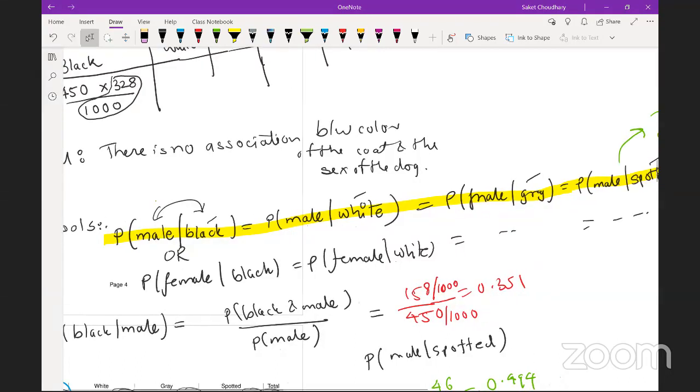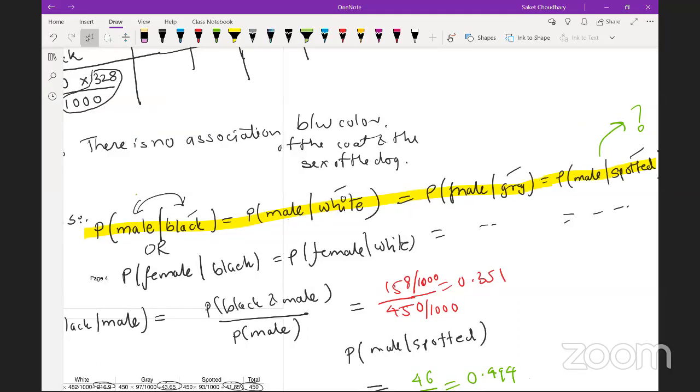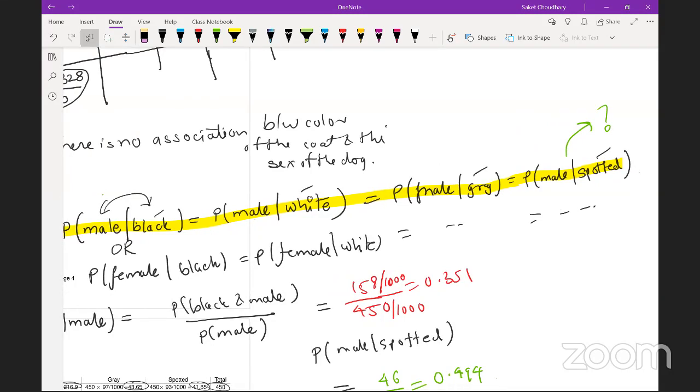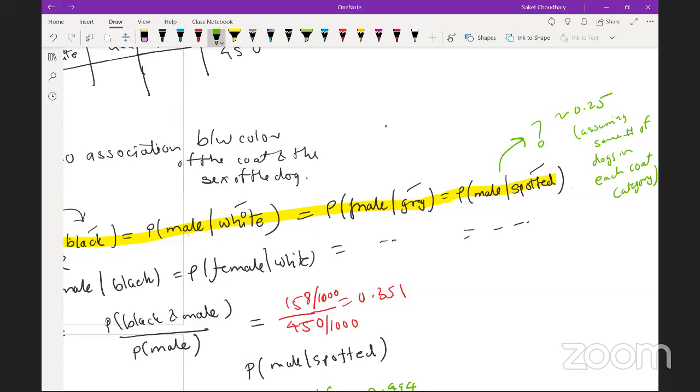It's slightly tricky, but if we assume that the number of black, white, gray, and spotted dogs are equal, and we expect the conditional probability of the male being equal in all the cases, then this is approximately equal to 0.25, right? This is assuming the same number of dogs in each coat category. If you don't understand this part, that's fine. It's not really required.